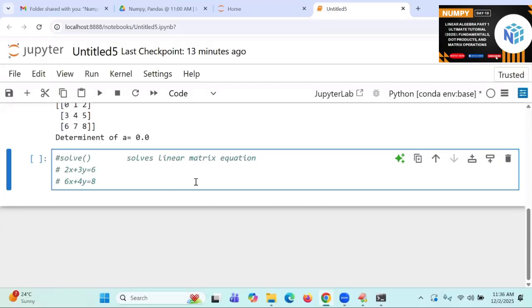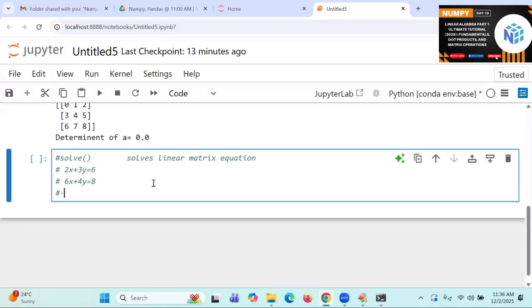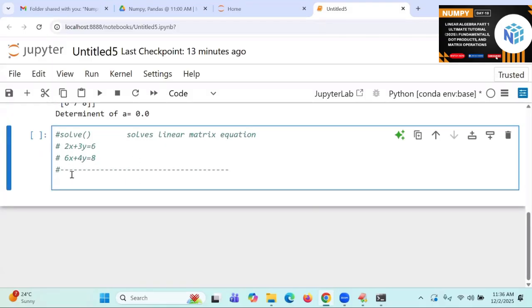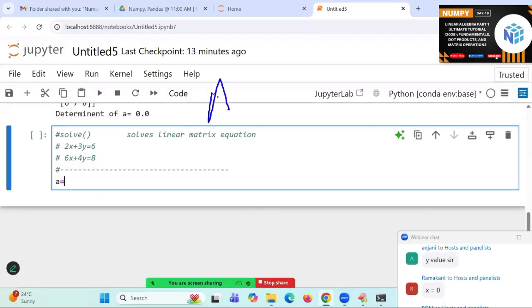Are you following? Right. So how do you represent this type of mechanism? That is our topic here. How do you represent it in programming? A x is equal to B. What is this A? All the equation coefficients. And what is the B here? The constant values that you have here.